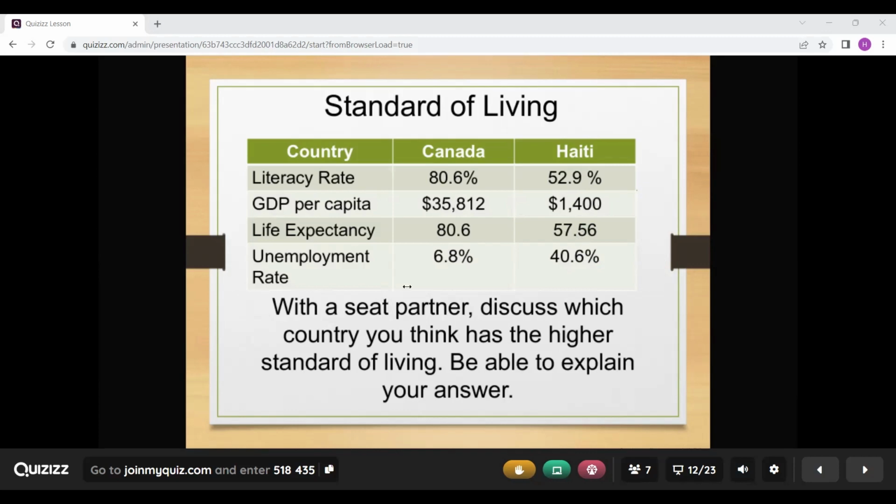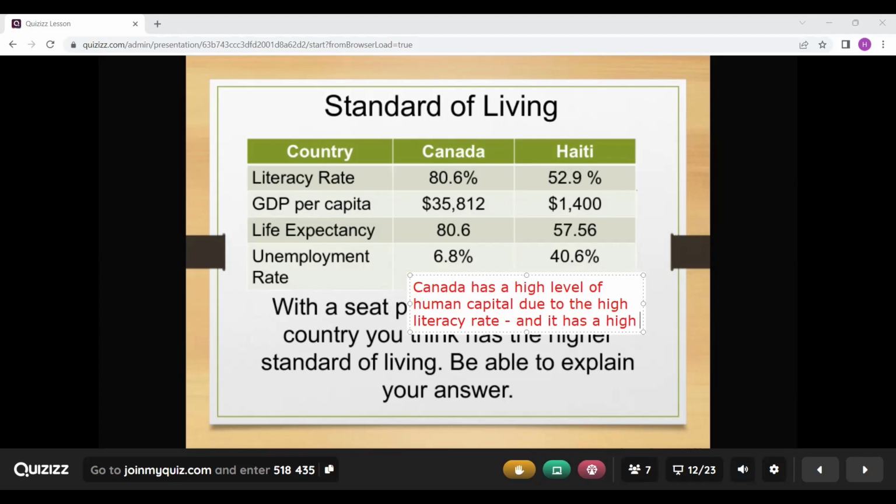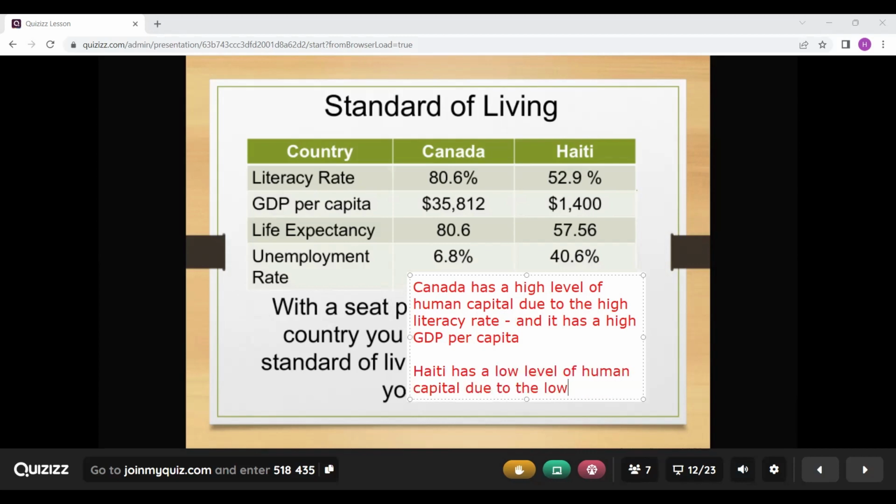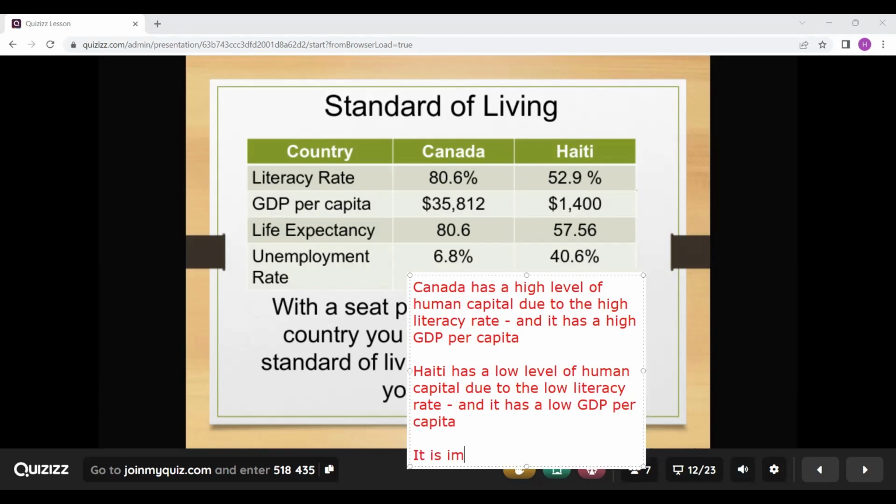So in this case, Canada has a high level of human capital due to the high literacy rate, and it has a high GDP per capita, while Haiti has a low level of human capital due to the low literacy rate, and it has a low GDP per capita. So it is important to improve literacy rates in order to improve the standard of life.